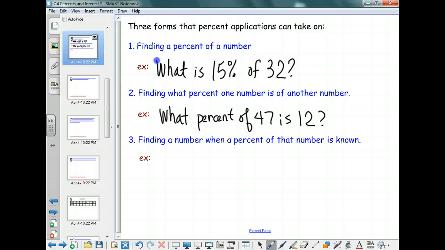The third one is finding a number when a percent of that number is known. So it might look something like this: 13 is 45%.